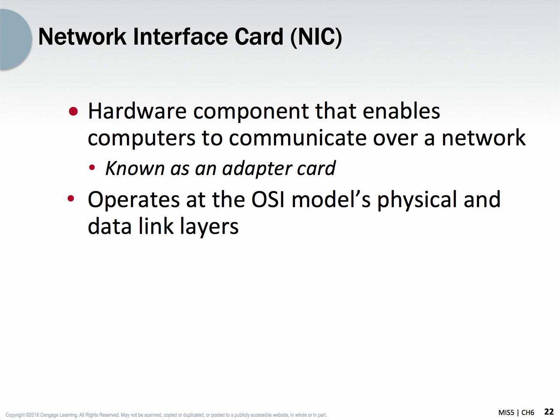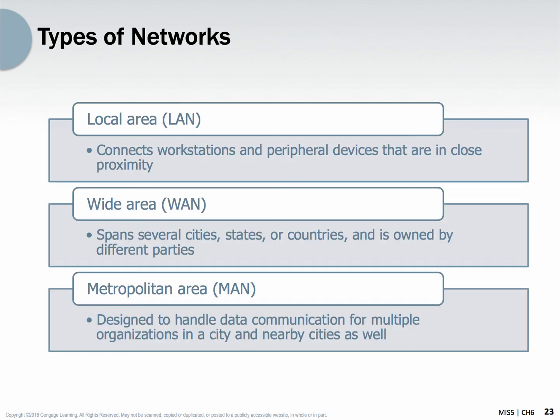Okay. So there are 3 types of networks we're going to look at in this course. We call them a LAN, a WAN, and a MAN. Okay. The first, LAN, is a local area network. That's where the LA comes from, and the N is network. And this is when we connect computers that are in close proximity. The next is a wide area network. And this is a network that spans several cities, states, I guess, or countries, but it's a big network.